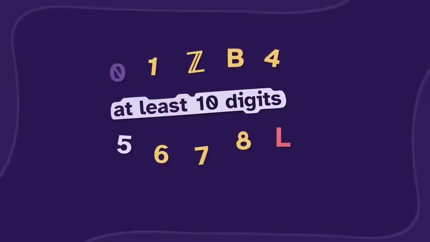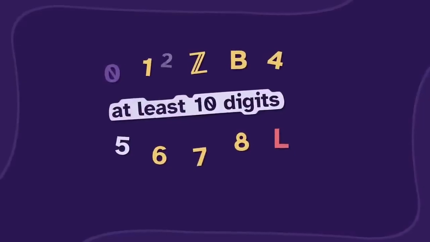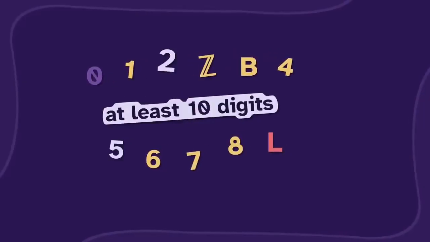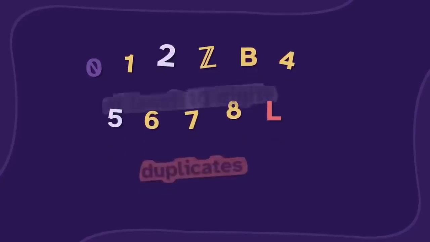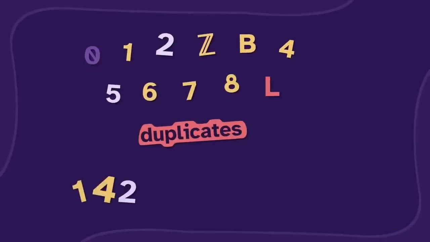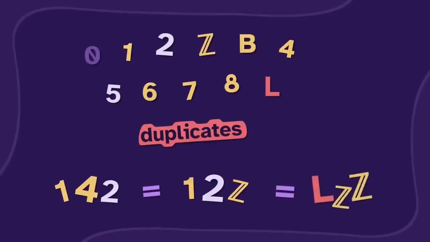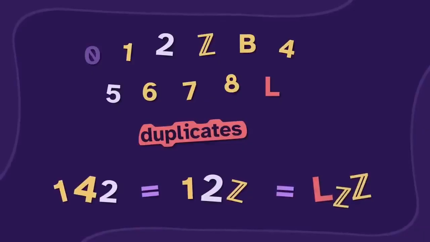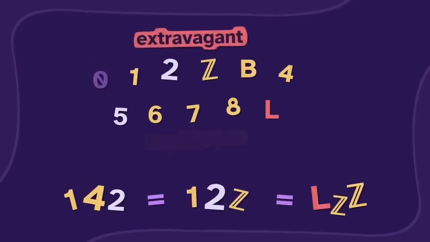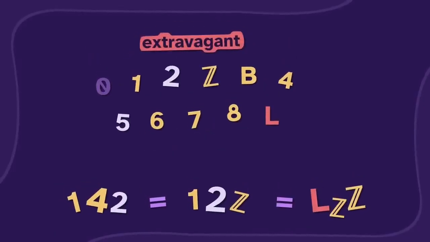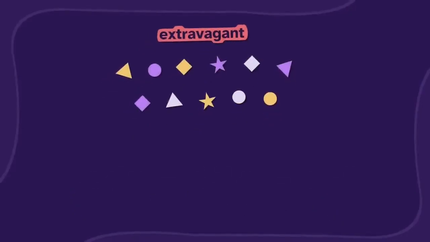But what if we use 11? Let's bring back the digit 2. This set is plentiful, but it creates a new problem: duplicates. 142 is equal to 120 zwentizu, and it's also equal to -100 zwentizuti zwentizu. There are a bunch of ways to write the same number. This set isn't plentiful, it's extravagant. And this happens with any set of 11 digits.